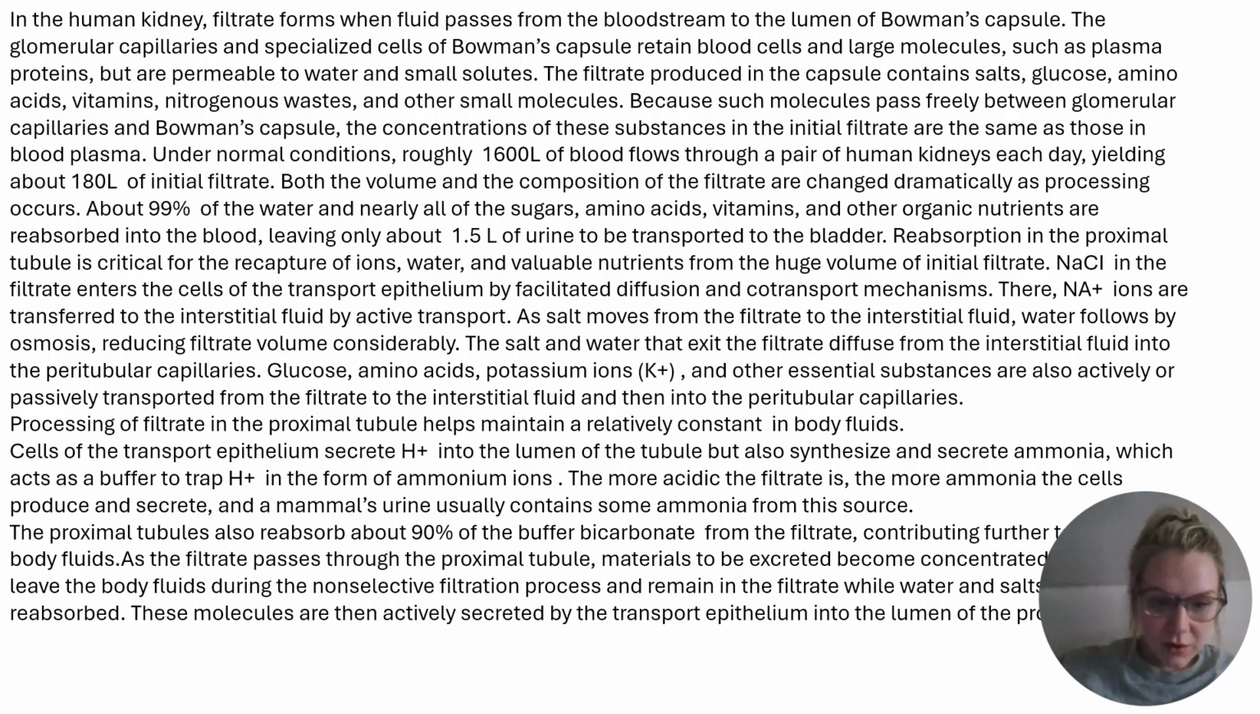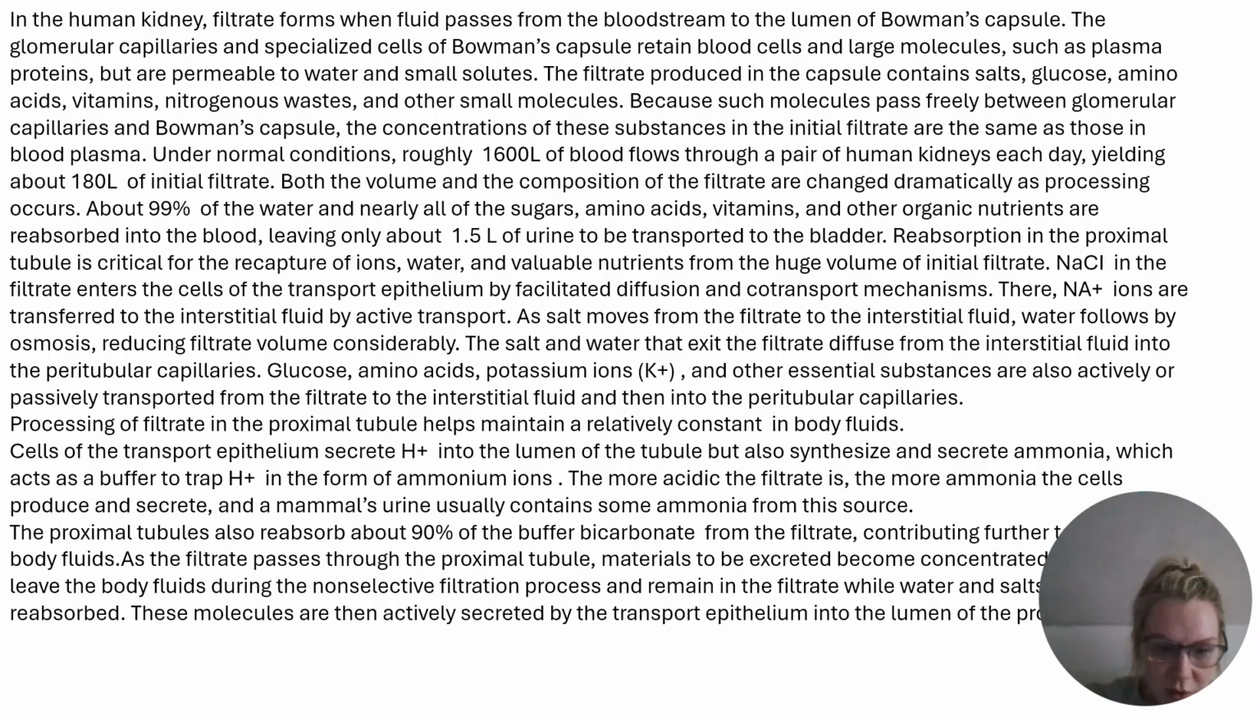Reabsorption in the proximal tubule is critical to the recapture of ions and valuable nutrients from the huge volume of filtrate. Sodium in the filtrate enters the cells and is transported through the epithelium by facilitated diffusion and other mechanisms. The sodium that is transferred by active transport is followed by water by osmosis, reducing filtrate volume. The salt and water exit and diffuse from the interstitial fluid. Processing of filtrate in the proximal tubule helps maintain relatively constant body fluids.